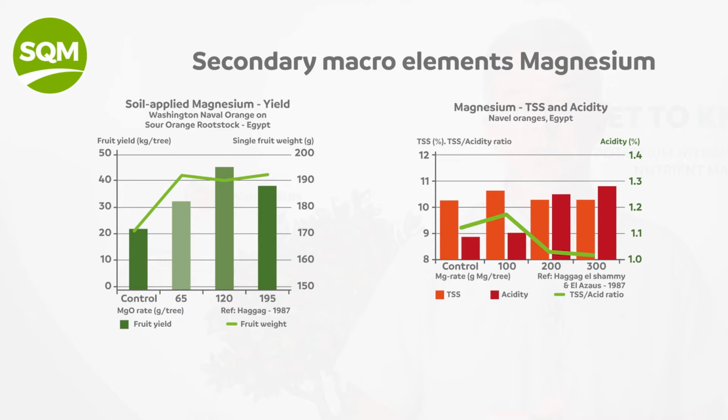The graph on the right shows the sugar content and the acidity of oranges. This trial was done in Egypt, and the orange bars are the sugar content, the dark red bars are the acidity of the fruit, and the line is the TSS, or the sugar to acid ratio. Again, you can see with magnesium that the sugar content stays pretty much the same, but with too much magnesium you increase the acidity too much and you get a detrimental decrease in the sugar to acid ratio. So you need magnesium, but not too much.